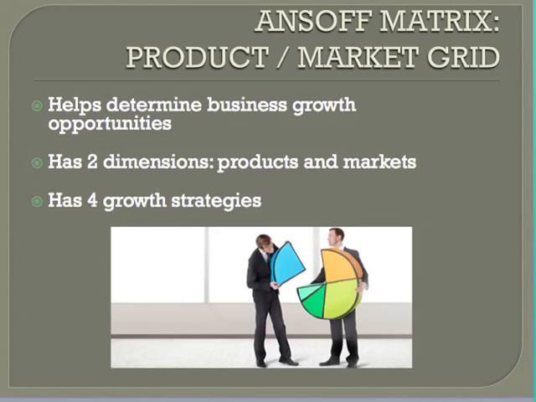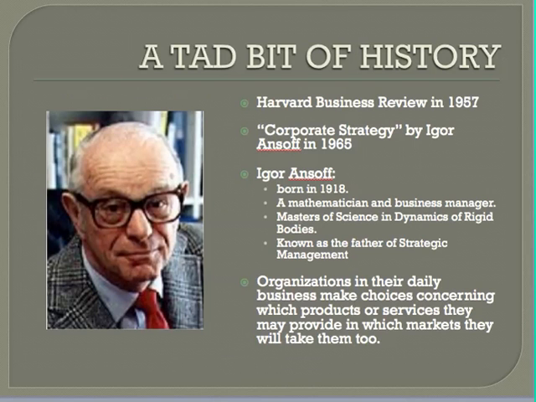Now, let's begin with a tad bit of history. This grid first appeared in the Harvard Business Review in 1957. It was first published in the book Corporate Strategy by Igor Ansoff in 1965. A little history about the author. He was born in 1918, known as the Father of Strategic Management, and had a Master of Science in Dynamics of Rigid Bodies.